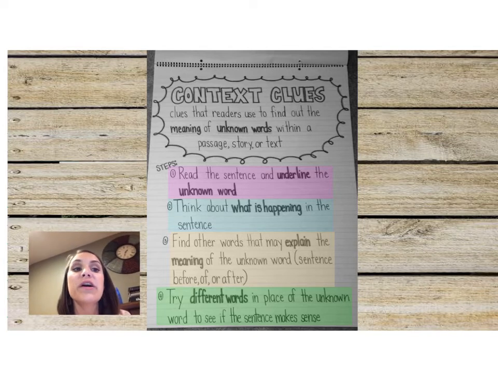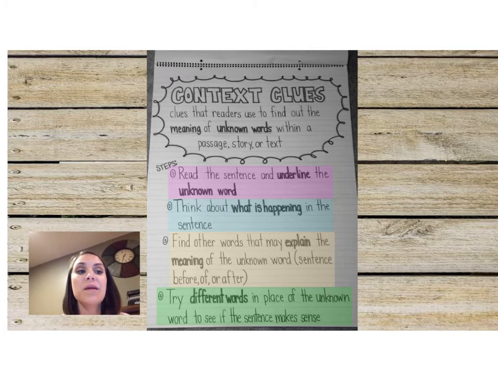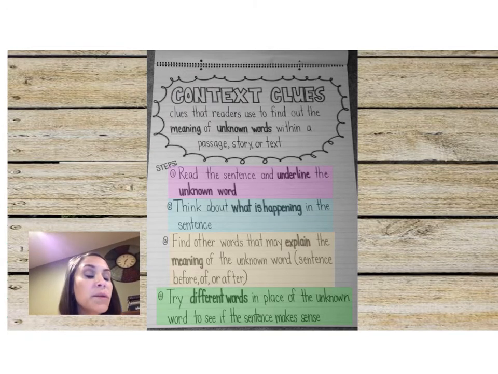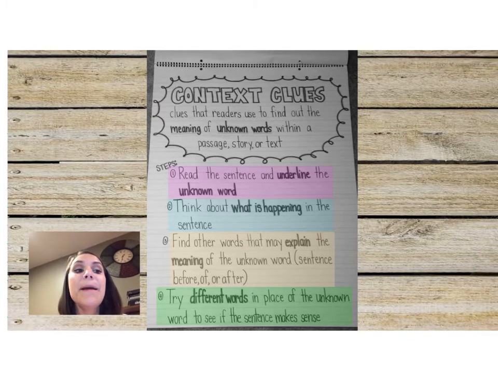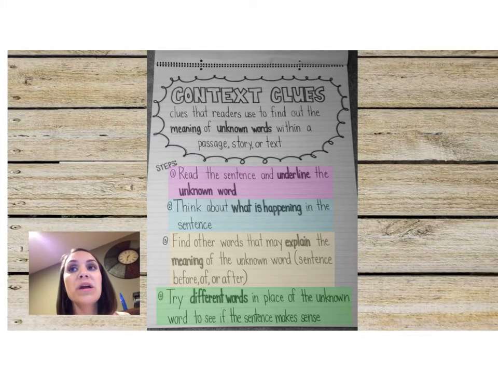Growing readers first read the sentence and underline or target the unknown word. Secondly, they think about what's happening in the sentence or the story. Thirdly, they find other words that may explain the meaning of the unknown word. It can be in the sentence before, the sentence after, anywhere around the word or phrase. And then step 4, try different words in place of the unknown word to see if it makes sense. Now notice how it says makes sense and not sounds right. This isn't about knowing how to pronounce words or how to say them, but it's about digging into the meanings of things.